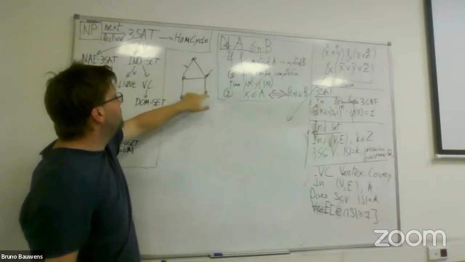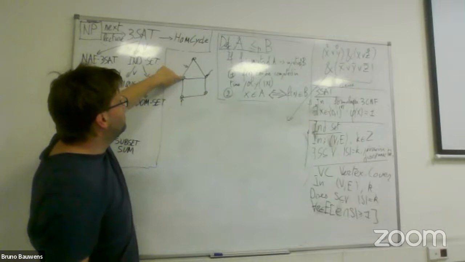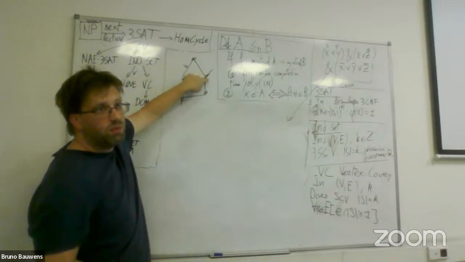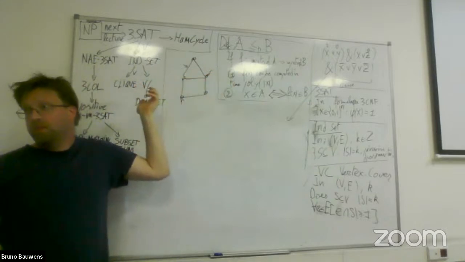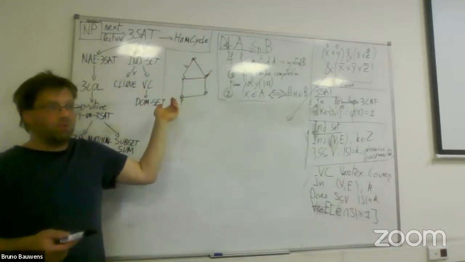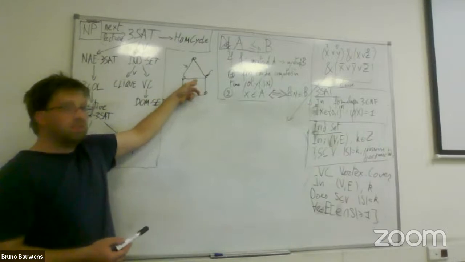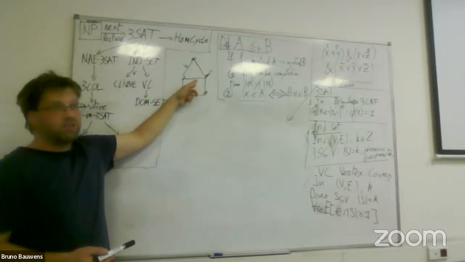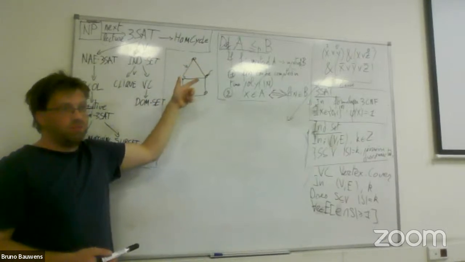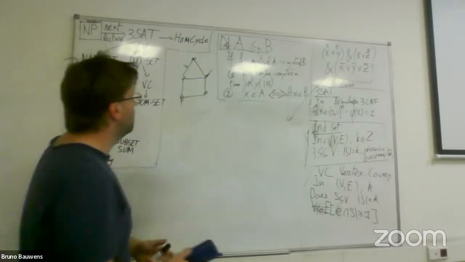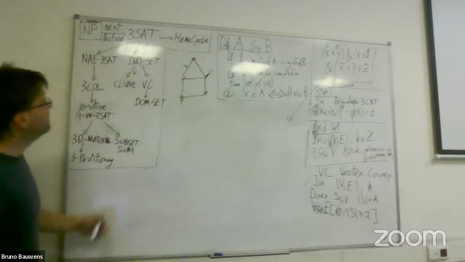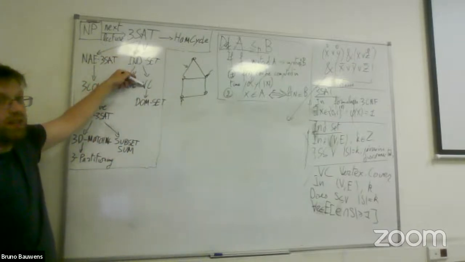We can say this touches 3 edges, this touches 3 edges, so there is hope because we have 6 edges in total, but bad luck because 1 edge is shared. So the max we can get is 5 edges. Okay, this doesn't matter. You all understand the problem. Okay, how can we reduce independent set to vertex cover?